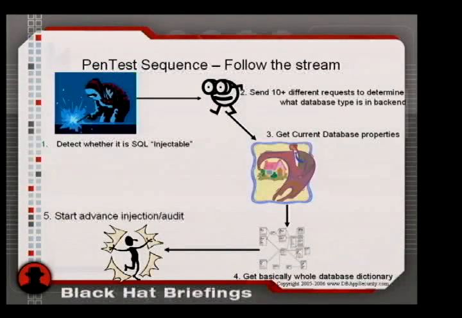Then it will gain the whole database dictionary from the database: tables, columns, and all the related information, and then start advanced injection and audit. All the pen test rules will be in.